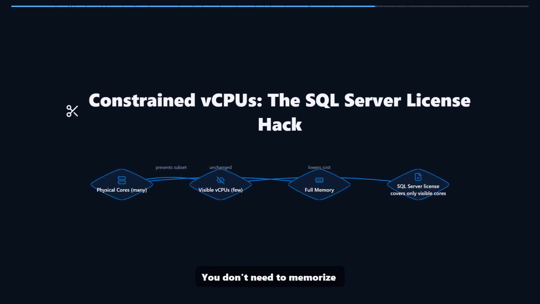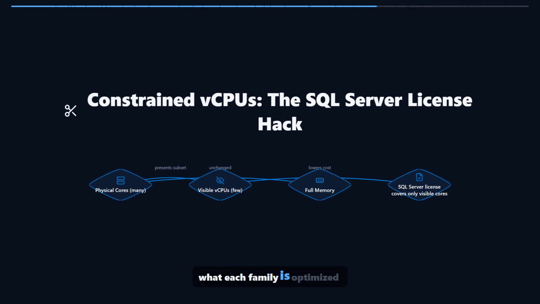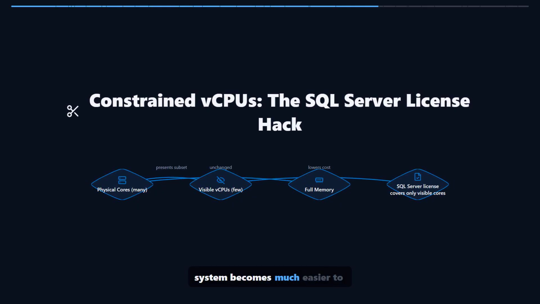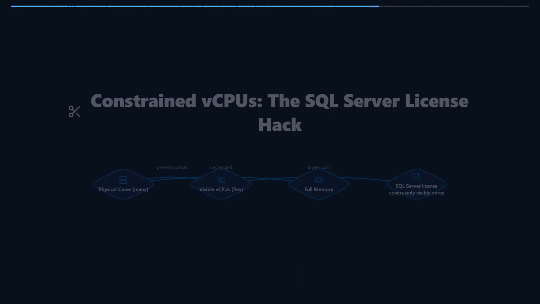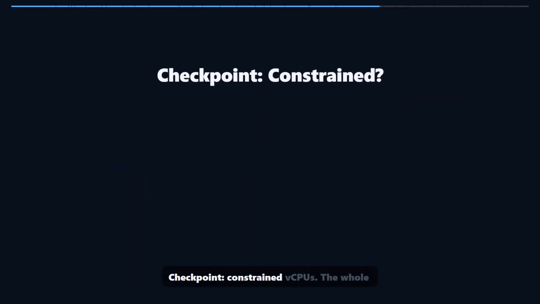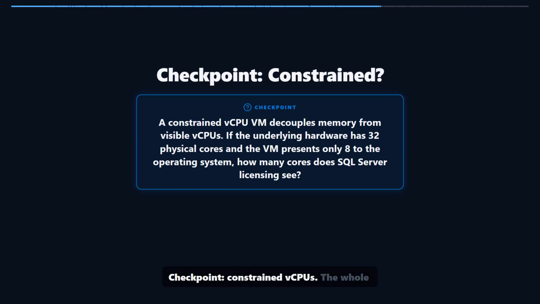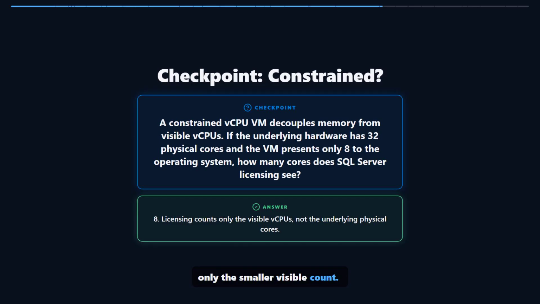You don't need to memorize every Azure VM size. Learn what each family is optimized to do, and Azure's naming system becomes much easier to understand. Checkpoint. Constrained vCPUs. The whole point is that licensing sees only the smaller visible count.